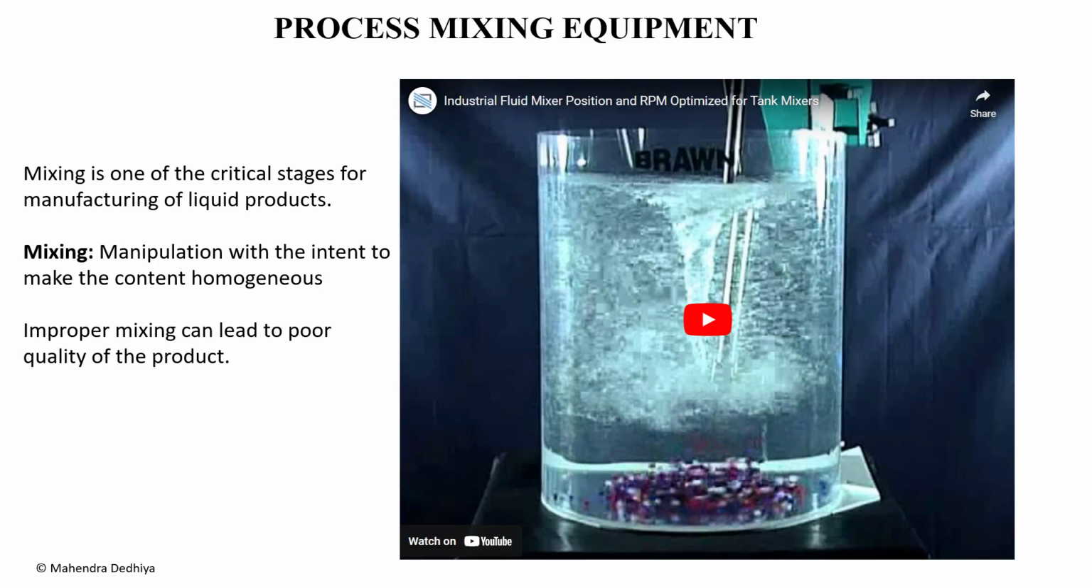So next thing we want to focus on is mixing. Mixing is important for solution manufacturing as we dissolve solutes into solvent. It is the critical stage for manufacturing of liquid product. Mixing is done with an intent to make content homogeneous. Improper mixing will result in poor quality of product, or it will take longer time to mix.